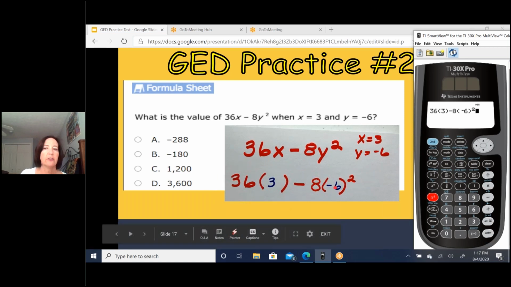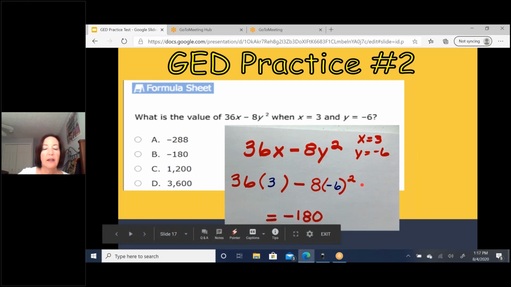And now the calculator is responsible for knowing, do I do the exponent first? Do I do the subtraction first? When does the multiplication happen? And I press enter because that's my equals button. And it says it's going to be negative 180. And that is correct, negative 180. That is option B.